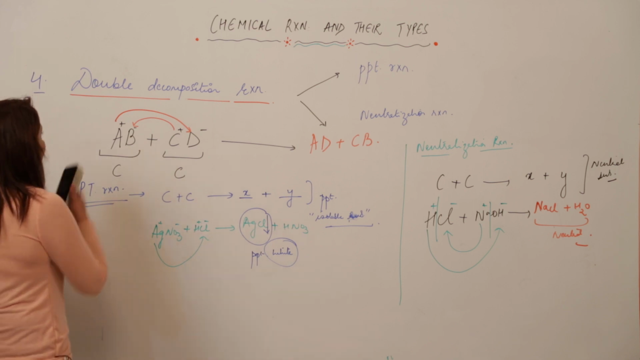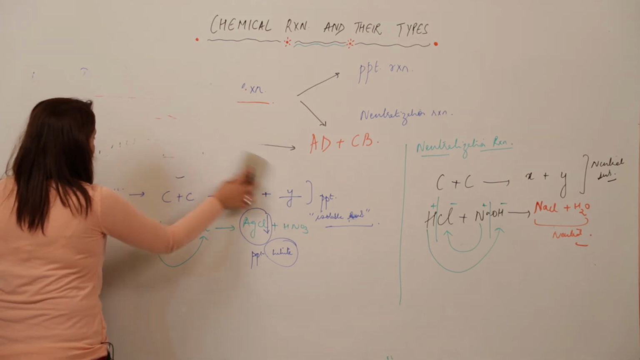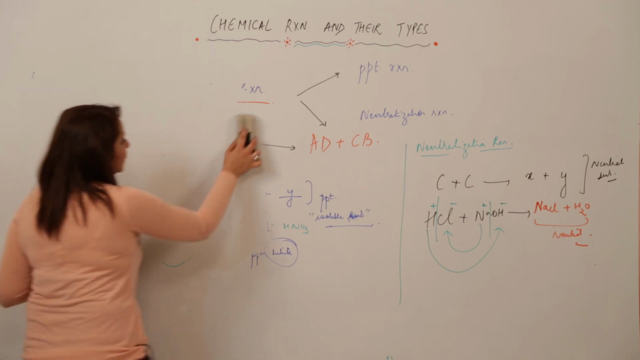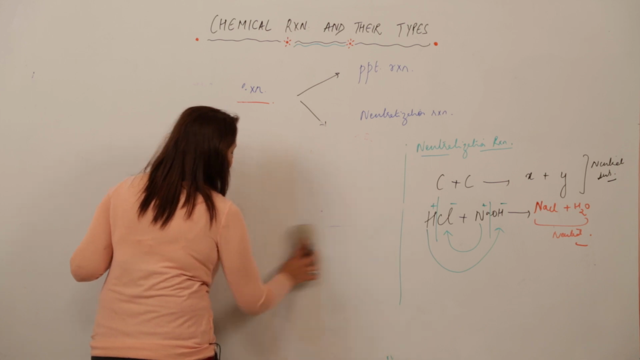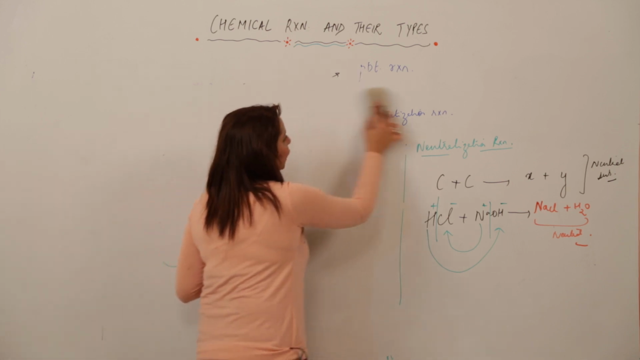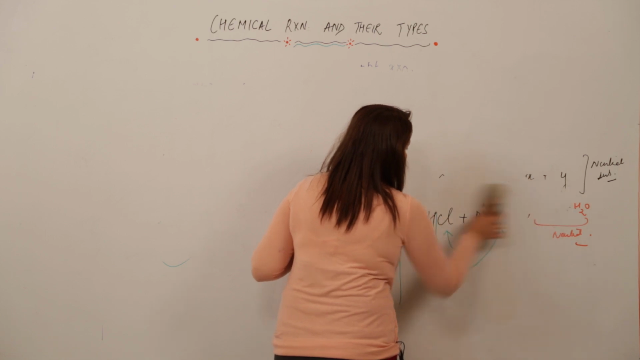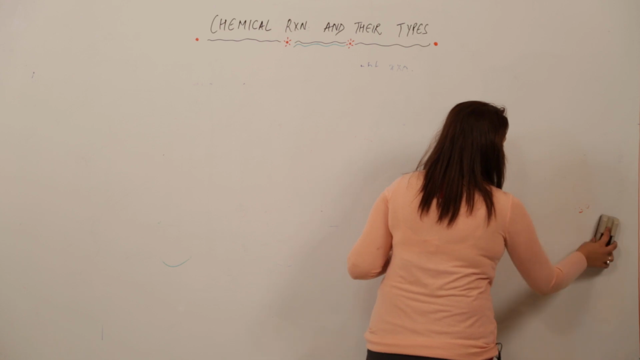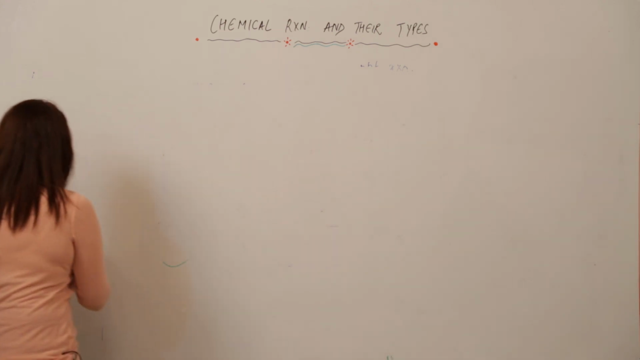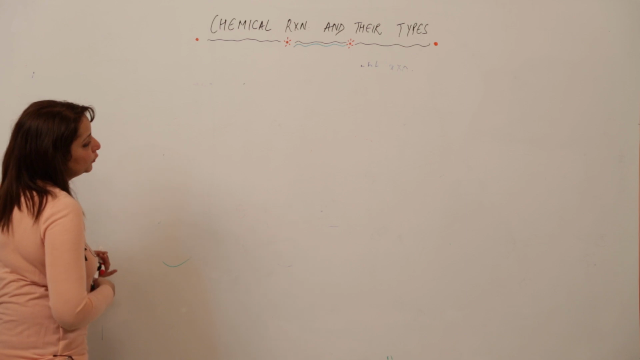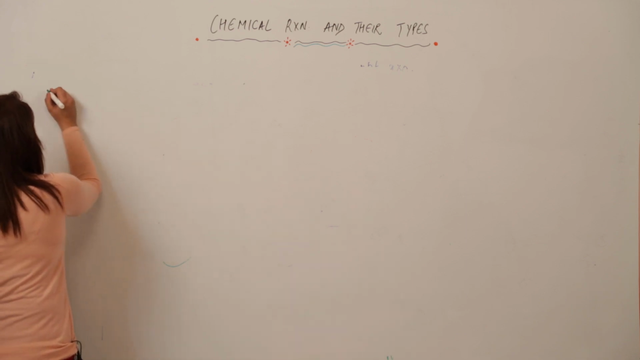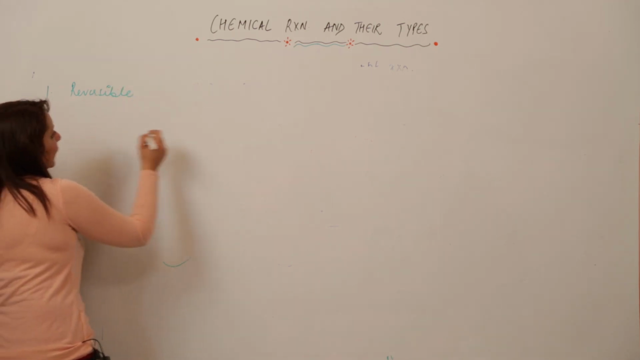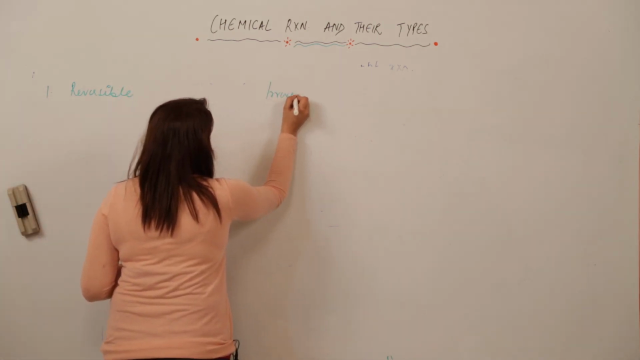Now we will take up another kind of reaction, that is the irreversible and reversible reaction. That means how the reactants can form the product and how the product can form the reactants. On that basis we have two more kinds of reaction, the reversible reaction and the irreversible reaction. I am writing it for you, just look at the board carefully. So we have reversible and irreversible reaction.